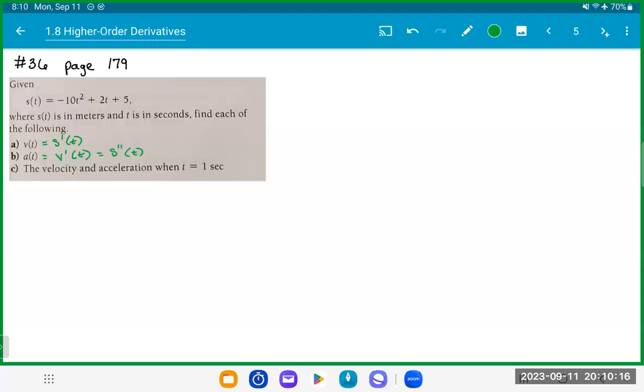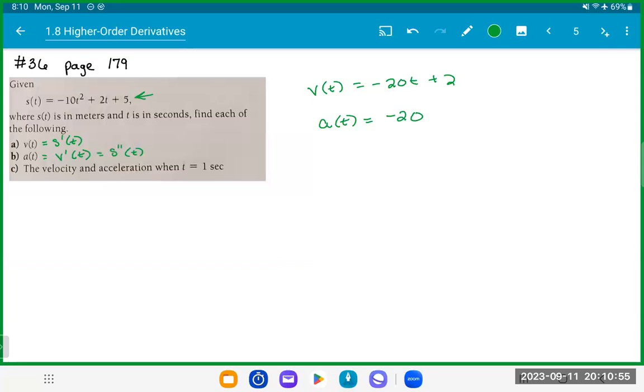And so for this problem, when we want to look at our v of t, remember that's just the derivative of the problem we were given. So that's going to be -20t plus 2. And then when we want to look at our acceleration, or a of t, that is just the second derivative of the problem we were given, or the derivative of the velocity that we just calculated. So the derivative of this function is simply -20.